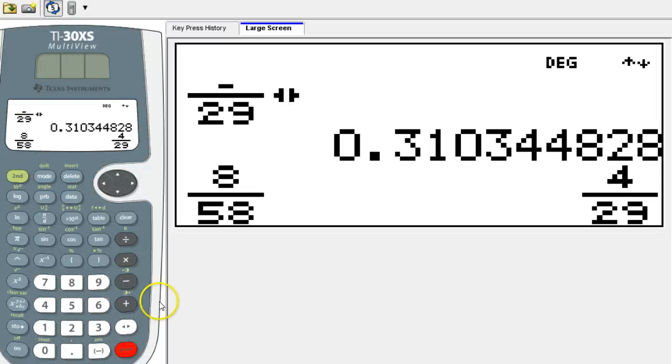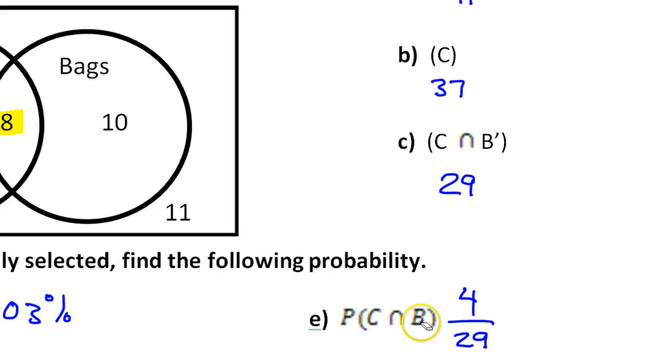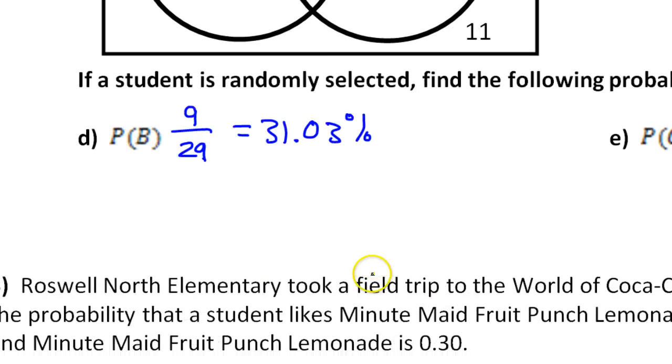Okay, and I could make it a percent if I choose to. So this is going to be, move the decimal point twice. I'm going to want to cut it here. So that's 13.79%. And I won't round up because that's a 3. So 13.79%. Okay, so that's E. Is there an F?